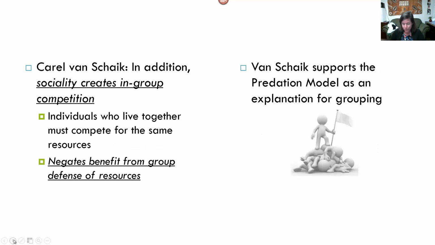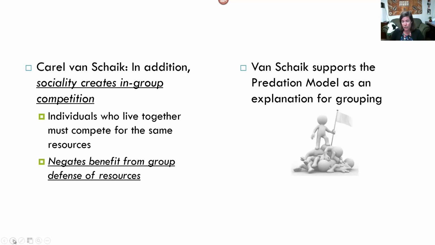Carl van Schaik argues that sociality creates substantial resource competition among group members. It creates what he referred to as in-group, within-group, or intra-group competition. Basically, individuals who live together must compete for access to the same resources, and this negates the benefit from group defense of resources, because even though you're defending those resources from other individuals, you now have to compete with your group mates for those resources.